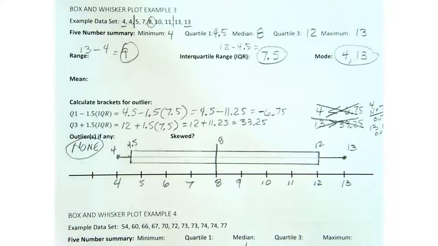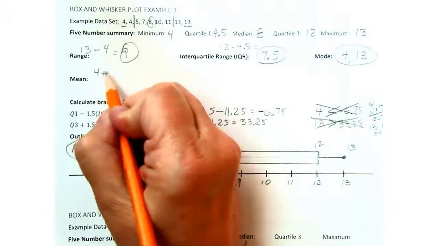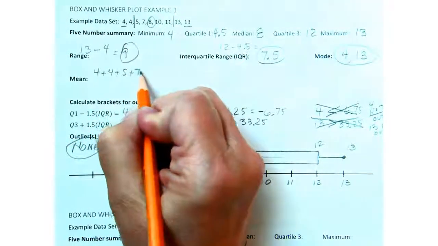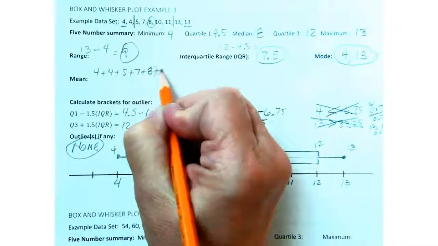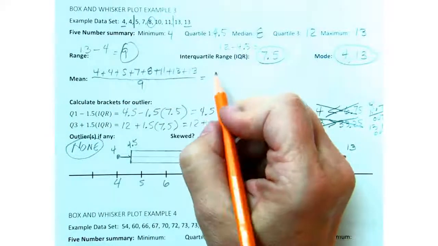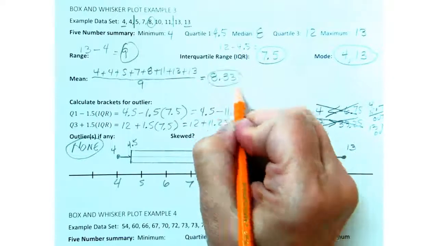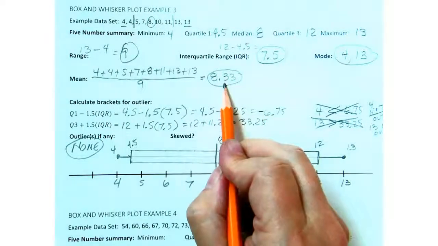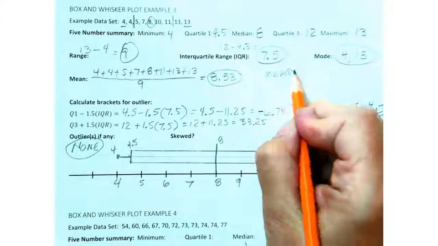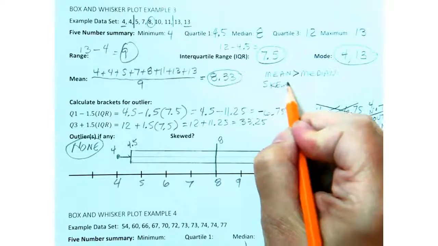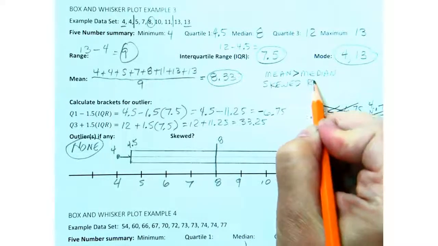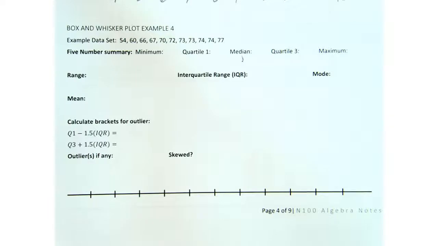Now let's check if the data is skewed. First, calculate the mean. Add all the numbers together and divide by the number of numbers. The mean is 8.33. The mean is greater than the median. This means this data is skewed to the right. Let's look at example 4.